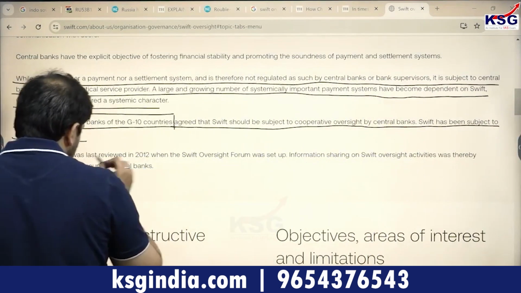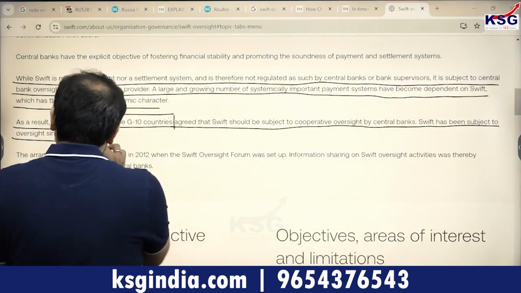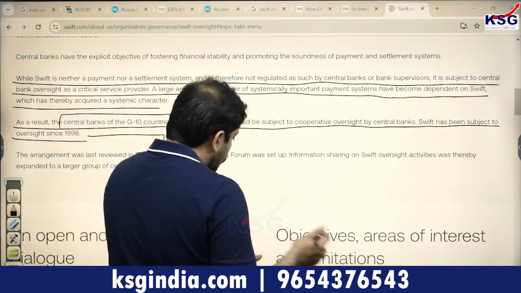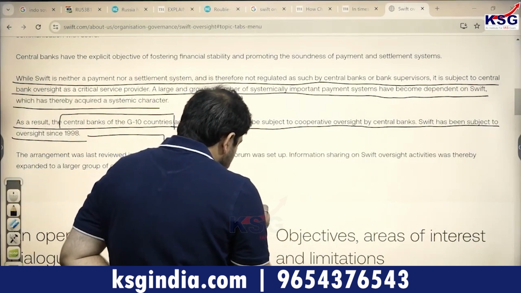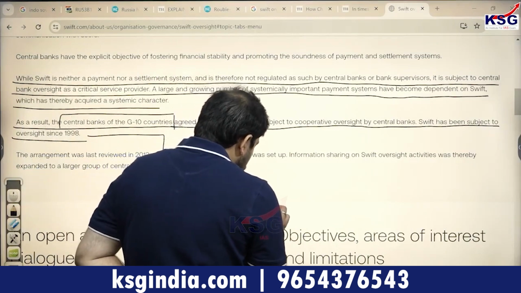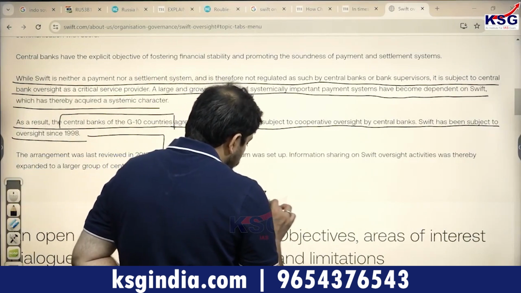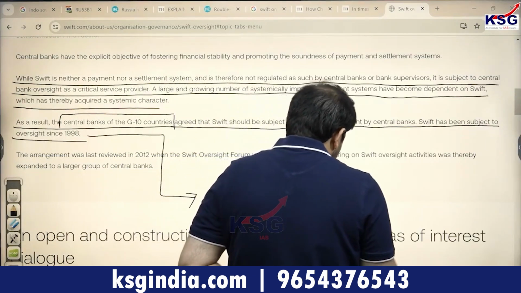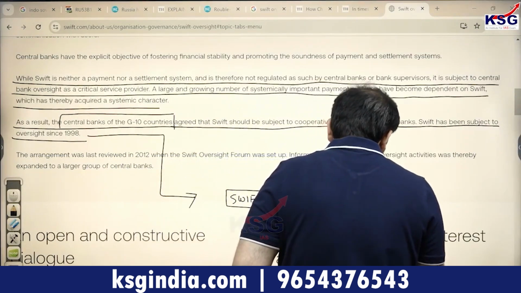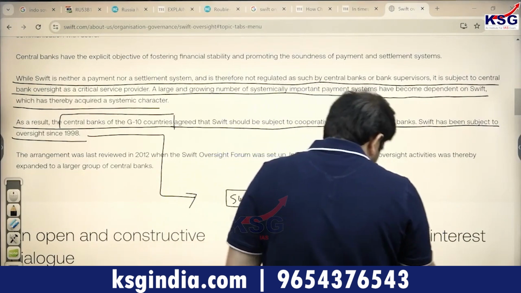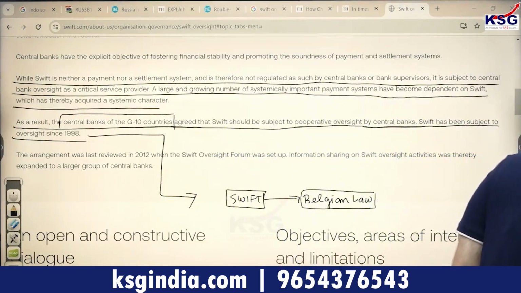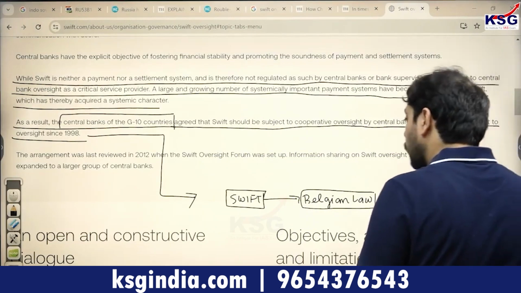So, for example, if a question is asked about the ways in which SWIFT is organized, SWIFT number one is a cooperative, which is organized under Belgian law. Okay, that's the first thing.